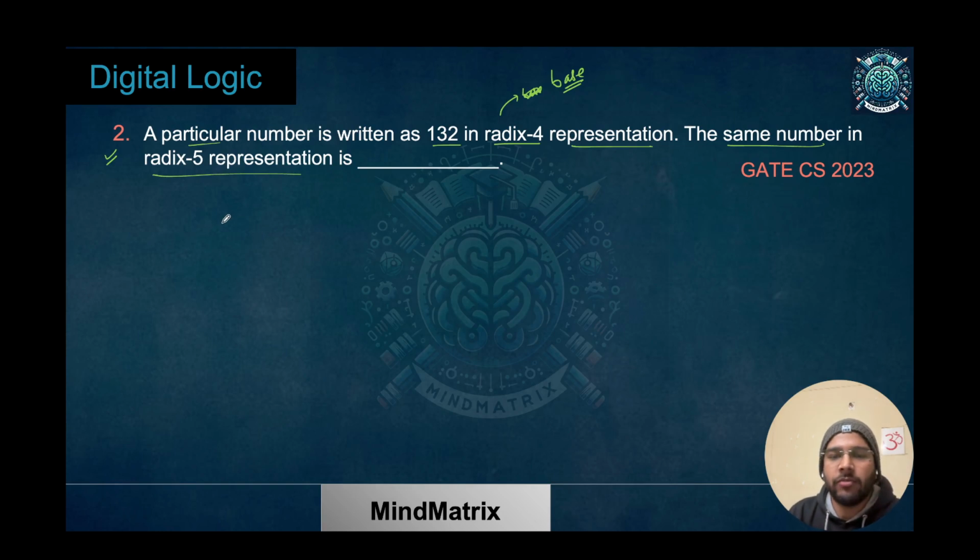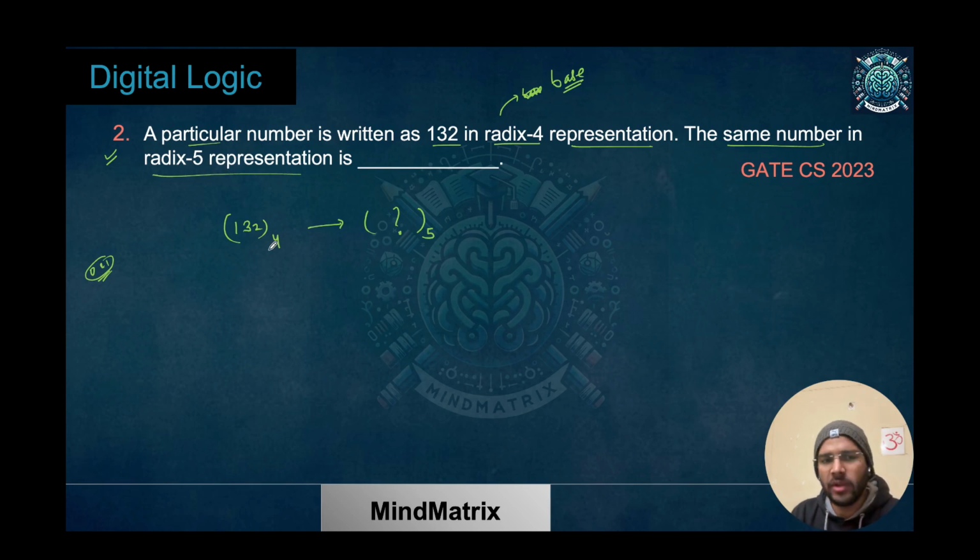Like in binary, the digits are either 0 or 1, and in decimal we have from 0 to 9. So here it is radix 4, so we can say that 132 is given to us in base 4, and we need to find its equivalent representation in base 5.